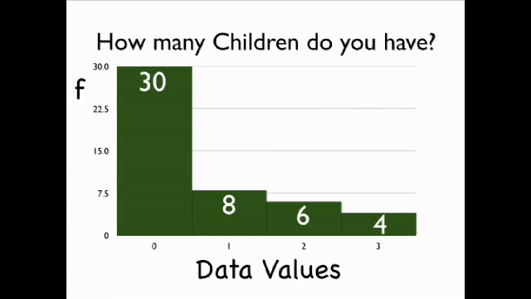This is a histogram representing the data that I collected. Notice that 30 students, as a bar, had no children. 8 students at a bar had 1. 6 had 2, and 4 had 3.